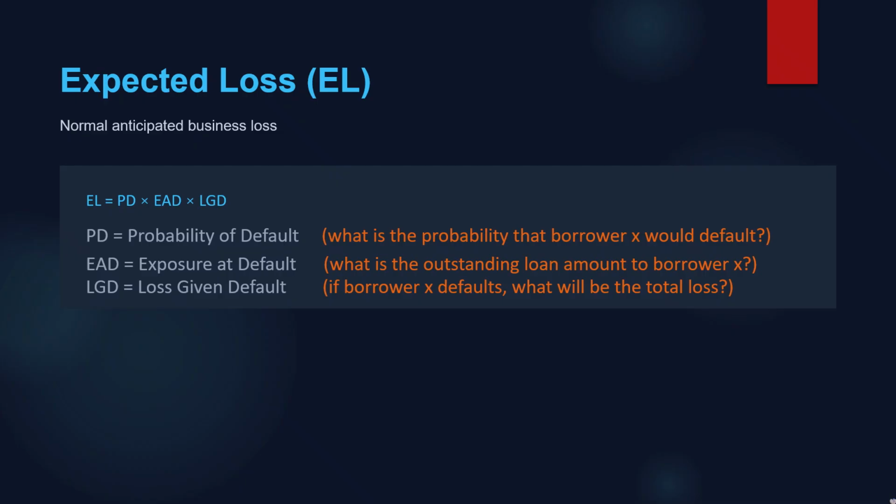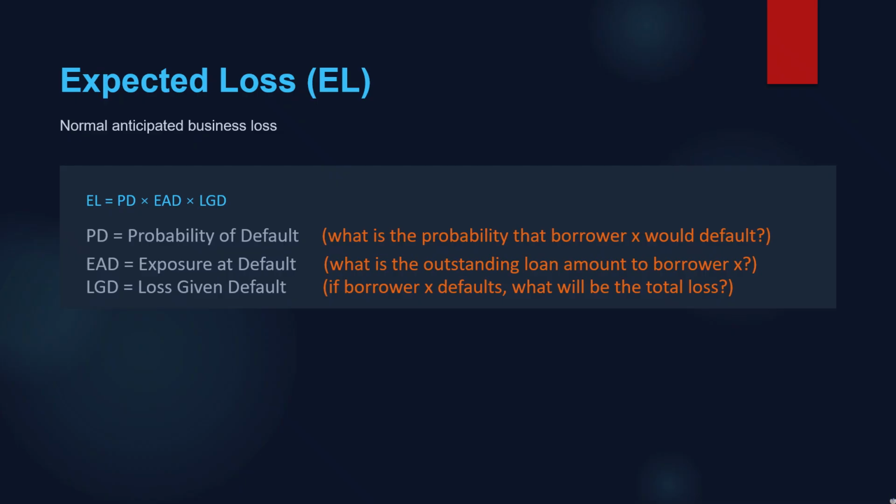LGD is loss given default. If the borrower defaults, what percentage of exposure do you lose? This depends on recovery rates, which depend on collateral, seniority, bankruptcy procedures, and so on and so forth. If you recover 60%, your LGD is 40%.